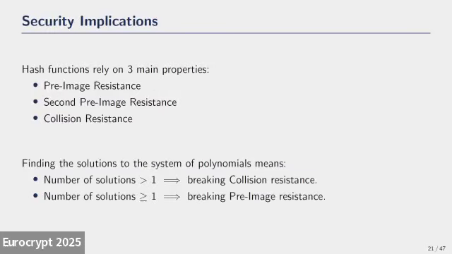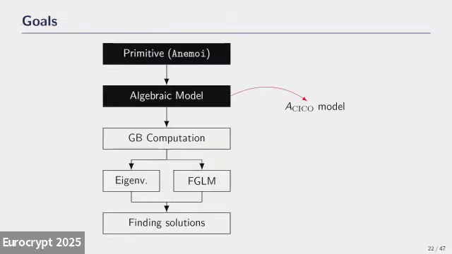Okay, what are the security implications here? Here, we know that hash functions rely on 3 main properties, so preimage, second preimage, and collision resistance. And here, we want to find the solutions to this polynomial system we have defined before. So the number of solutions can tell us what we are breaking. So if we have more than one solution, we are breaking collision resistance. If we have only one solution, we are breaking preimage resistance. Okay, if you have more than one, preimage is implied.